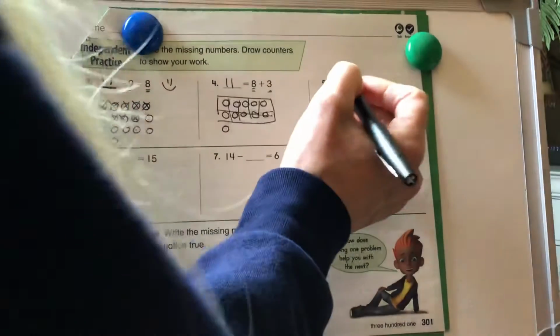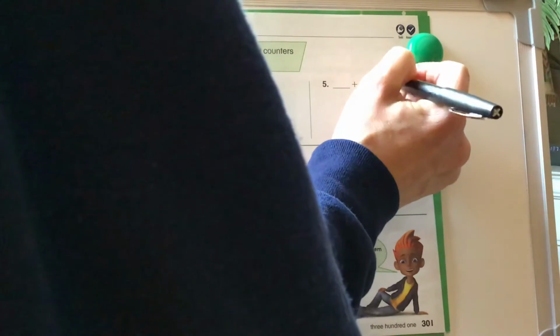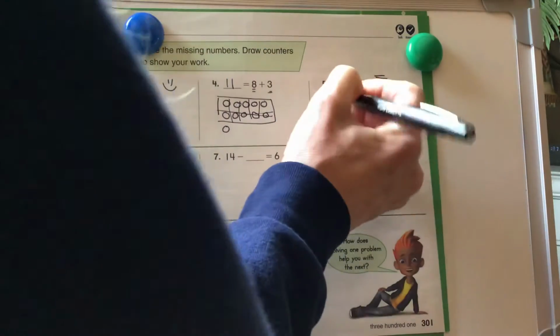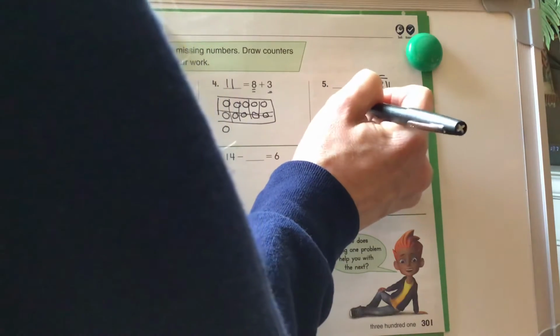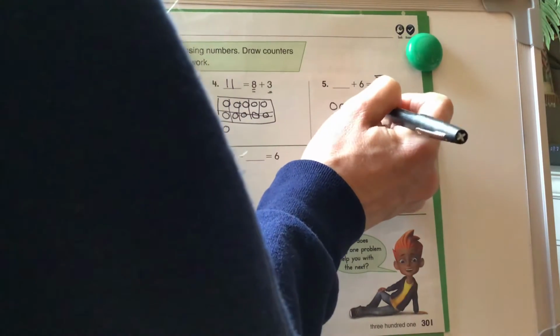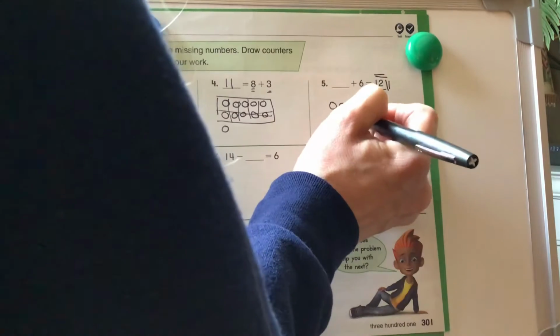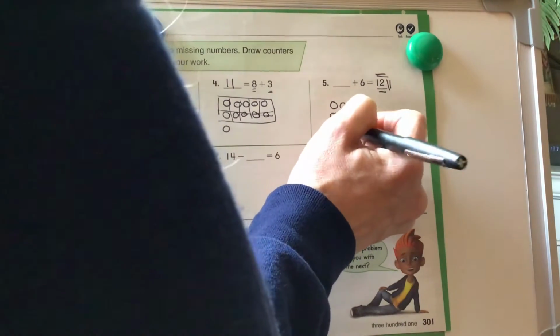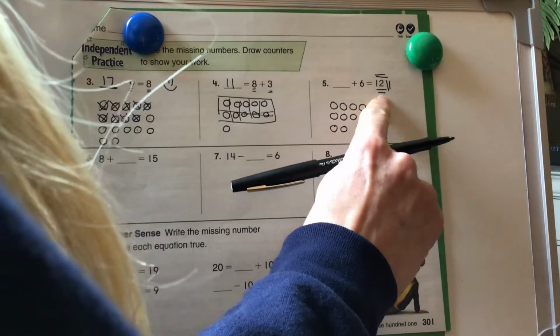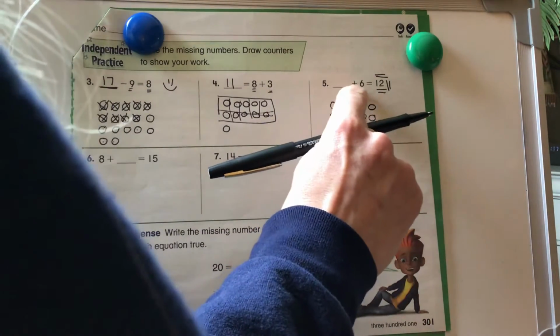Something plus 6 equals 12. Now our total is here. That's how many we need to have. So we need to have a total of 12. 1, 2, 3, 4, 5, 6, 7, 8, 9, 10, 11, 12. So our total is 12. And we know that something plus 6 equals 12.